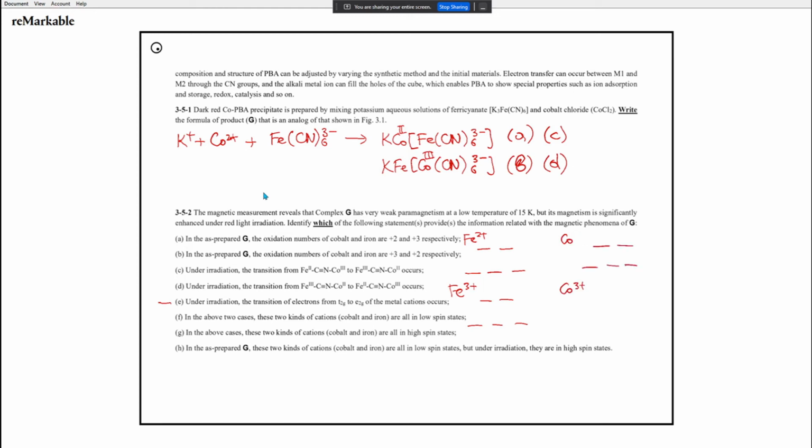Let me just change it. So let's put 3 plus here on top and 2 plus below, so that together this is the formula with cobalt 3 plus, and these two together form the formula with 2 plus for cobalt. And now for iron 2 plus we have 5 electrons, and therefore its most stable configuration will be like this.